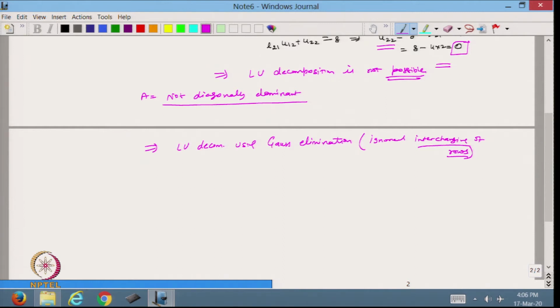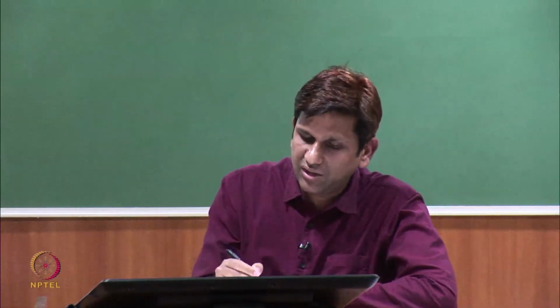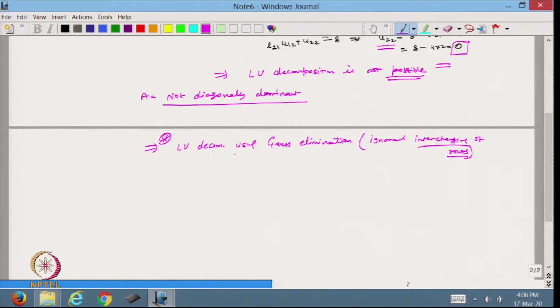Now we want to find another method. In the beginning we started with the LU decomposition using Gauss elimination, and we ignored the interchanging of rows. So I am going to start with a new method, which is called the reduction of PA equal to LU decomposition form, where P is a permutation matrix.